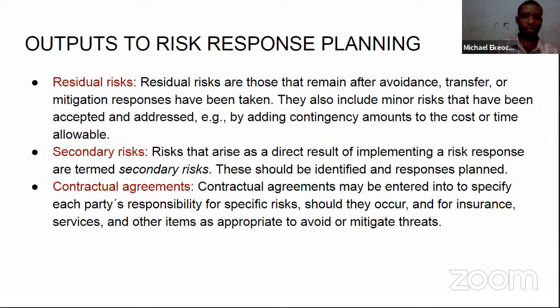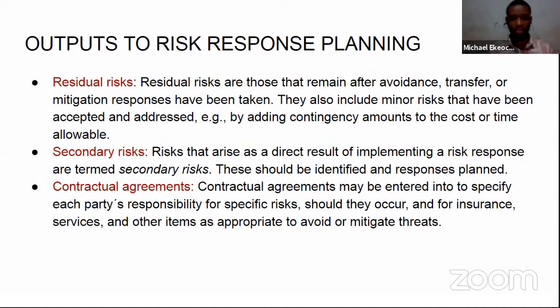Now we have outputs to risk response planning. These are things that come out of risk response planning. You have residual risks, which are those that remain, because sometimes when you take care of these risks or apply some strategies, there are still some that are left there that couldn't be completely contained. So they include minor risks that have been accepted and addressed, for example, by adding contingency amounts to the cost or time allowable.